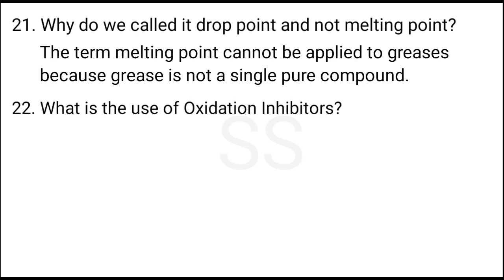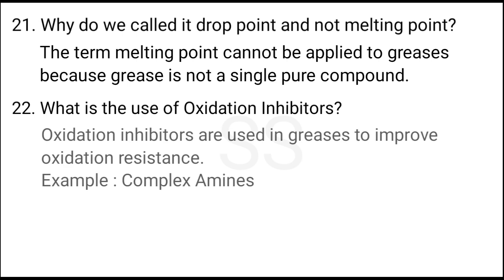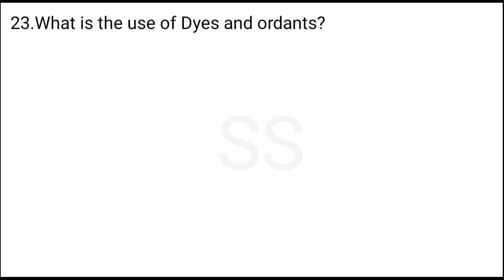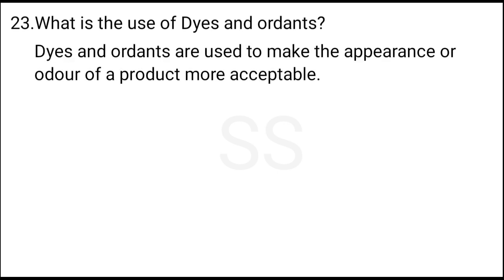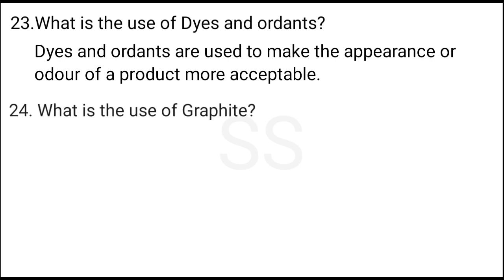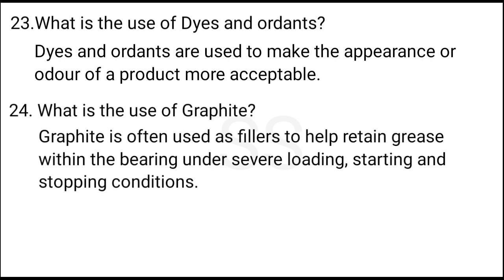What is the use of oxidation inhibitors? Oxidation inhibitors are used in greases to improve oxidation resistance. They are commonly used in greases that are used in lifetime lubricated ball or roller bearings. Certain complex amines are used as oxidation inhibitors. What is the use of dyes and odorants? Dyes and odorants are used to make the appearance or odor of a product more acceptable. What is the use of graphite? Graphite is often used as filler to help retain grease within the bearing under severe loading, starting and stopping conditions.